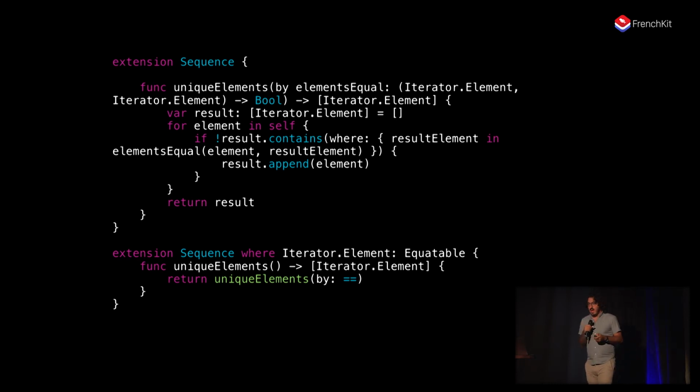Great. But that doesn't preserve order. And so I have no way of knowing if the original order of the array is going to be maintained in the resulting array. And so that's what this method does. It basically has a result that's empty, and then it loops through the original sequence, checks whether the element is already in the result using some element's equal function that you pass it, and if not, it'll append to the result. And then there's also a little helper. If the element is already equatable, you can just use the equal, which is really nice.